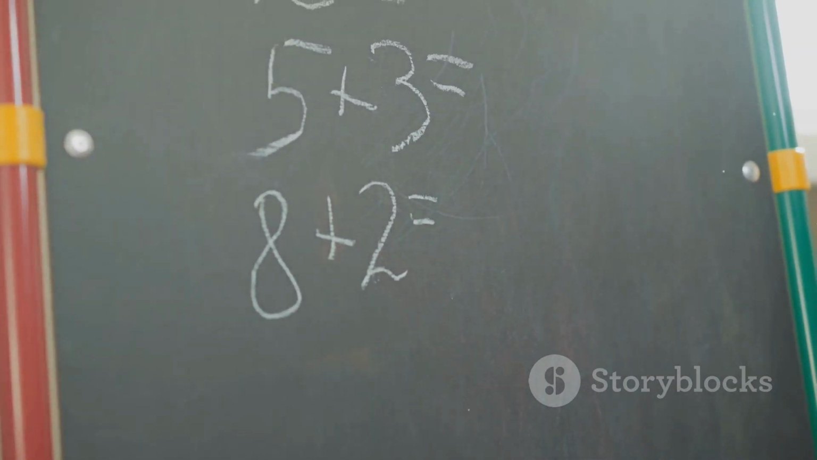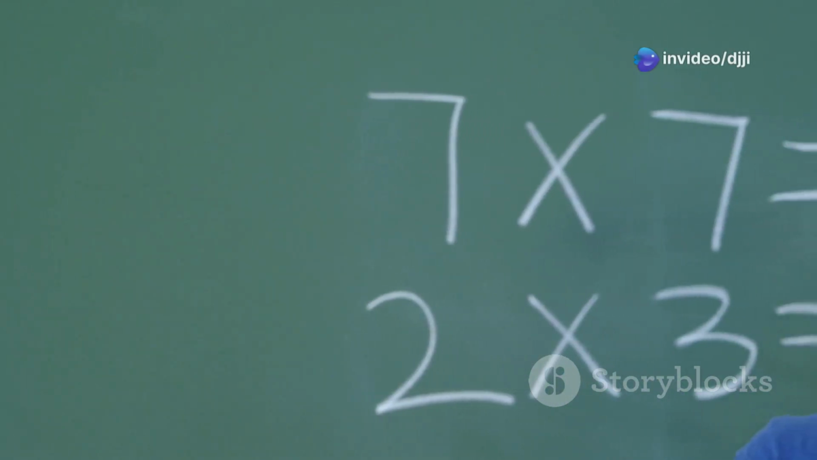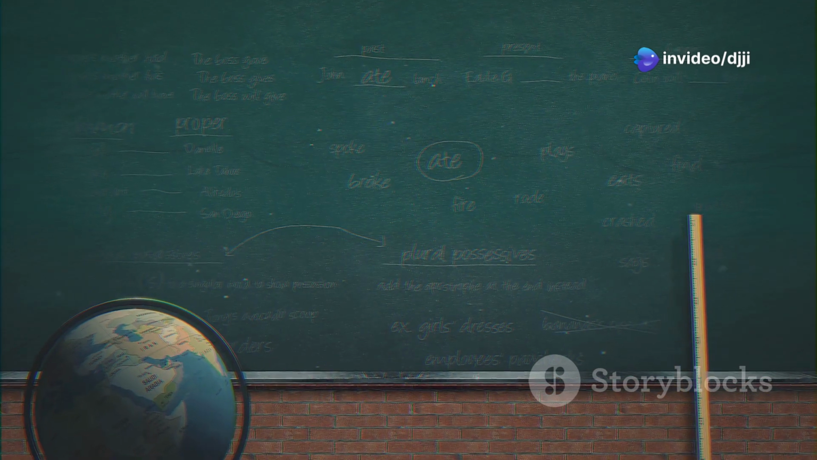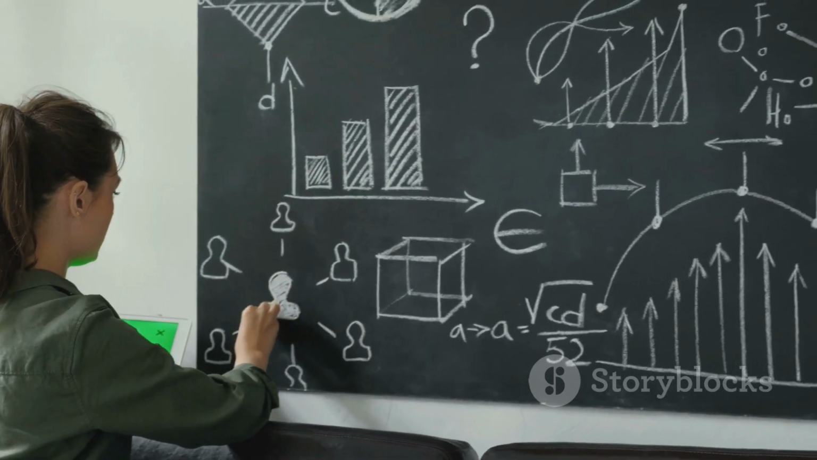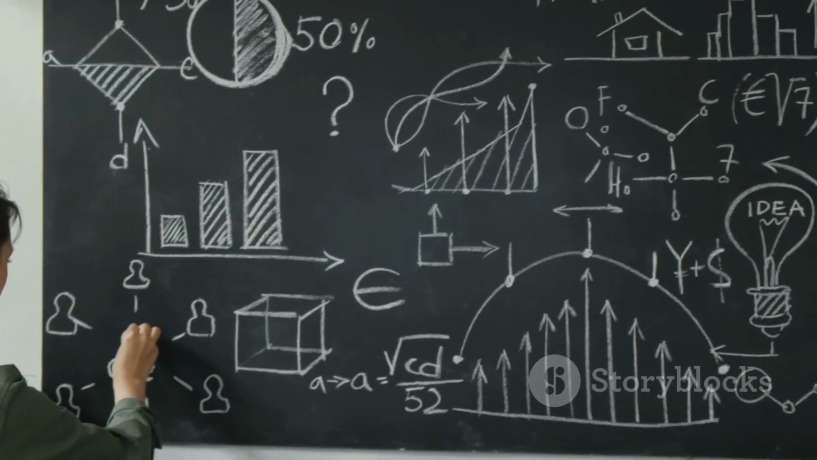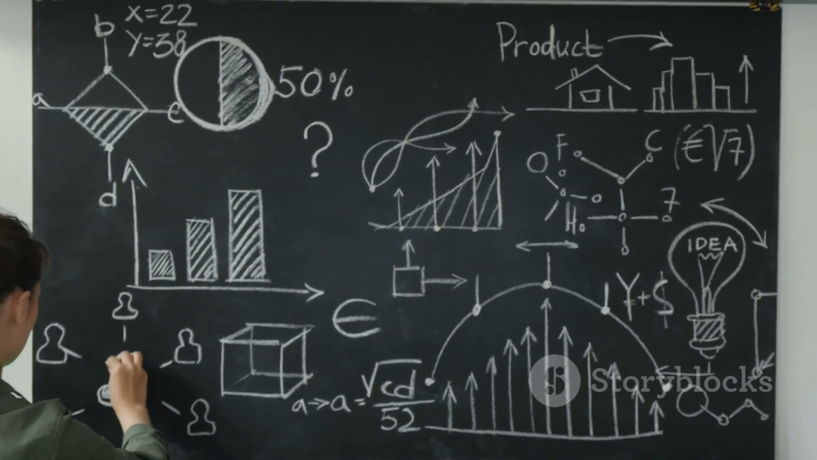For example, the square root of 9 is 3. The cube root of 8 is 2. The square root of x is just the square root of x. Radicals are often used in solving equations, simplifying expressions, and in geometry, such as calculating the length of the hypotenuse in a right triangle.